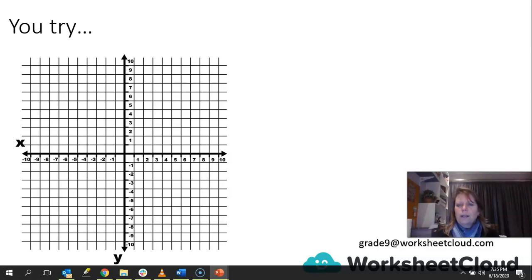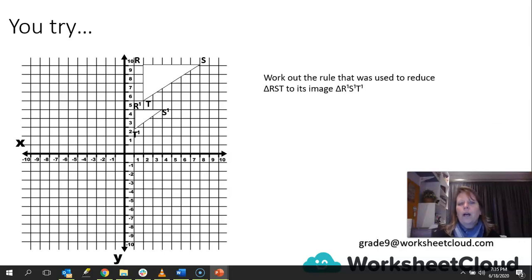Right, you try this now. There we have our Cartesian plane. Okay, and there we have another right angle triangle the other way. Okay, and there is the image of that triangle. So now we're going to work out differently. We're going to go backwards. Okay, work out the rule now that was used to reduce triangle RST to its image triangle R1, S1, T1. So you've been now given the two triangles. I want you to work out the rule. So pause the video now, and when we come back, we'll go through all the steps to work out what the scale factor is, what the rule is.